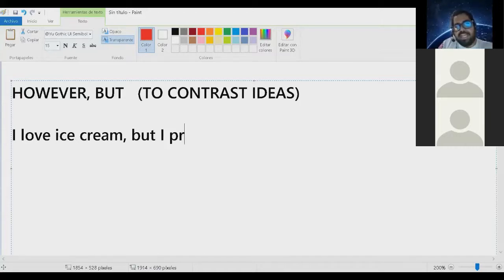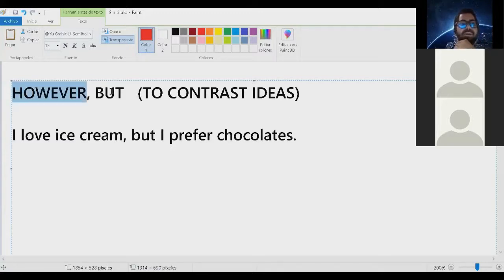Look at this one, guys. I love ice cream. Look at this. Let's imagine that Giordani says this. "You know, teacher, I love ice cream, but I prefer chocolates," okay? So look at that, guys. We're making a contrast of ideas, right? And now you can tell me, "Well, teacher, what is however?" Guys, I have good news. However is the same as but, okay?